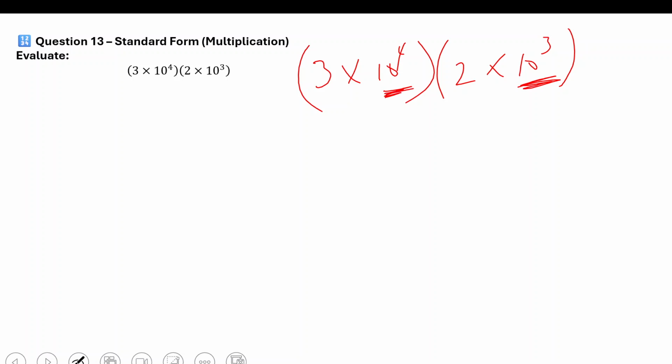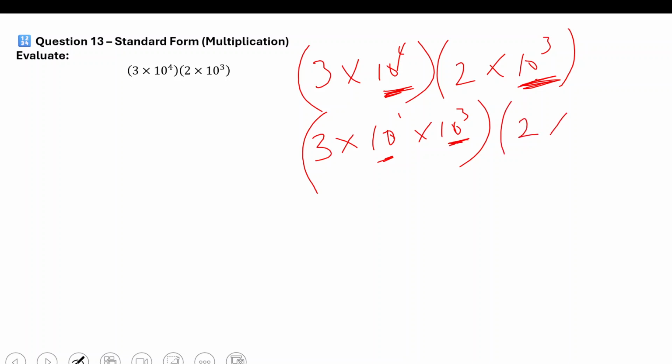I can convert this one to look like this. So I rewrite it again by saying 3 times 10 to the power 1 times 10 to the power 3. That's for the first one. You know that what I've done here, I can still go back to this by simplifying these two, right? I can still go back. But I've split it so that I can have this one common to this one. So this is times 2 times 10 to the power 3, right?